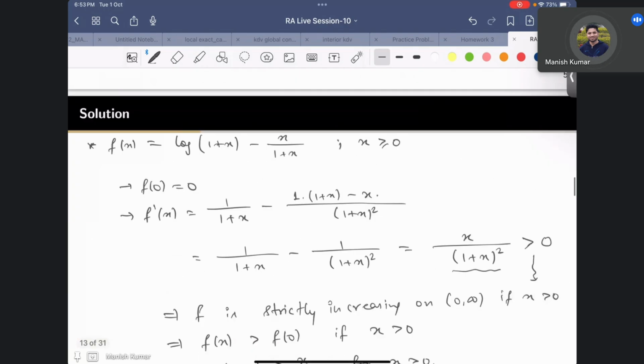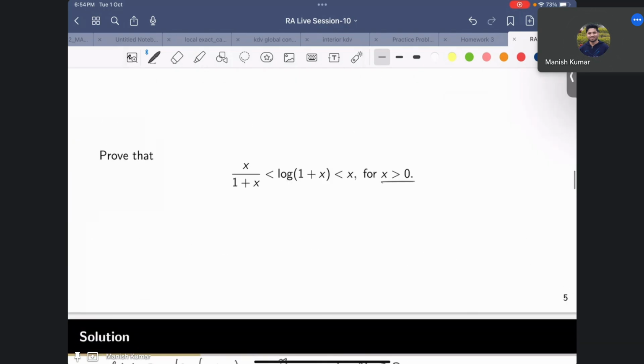So these inequalities, you can easily prove, at least for this function it's very easy. You can do it in this way. Okay, I hope this is clear to you.